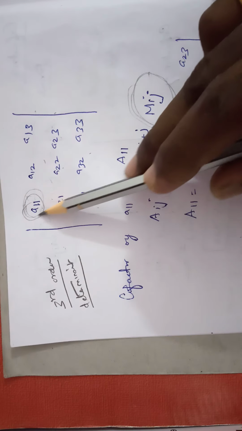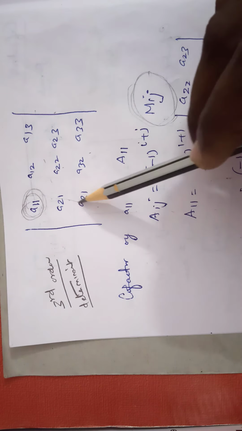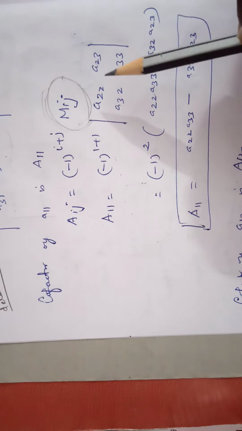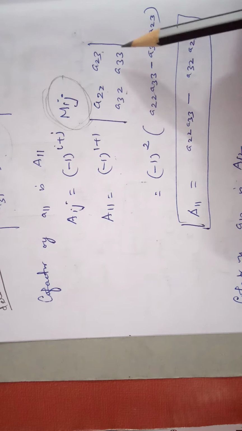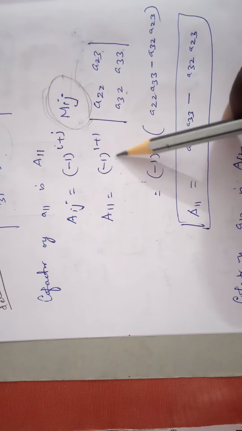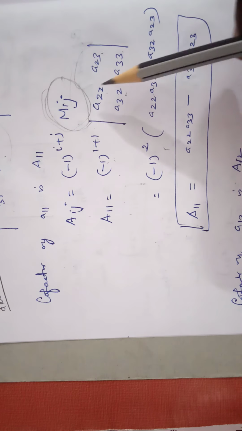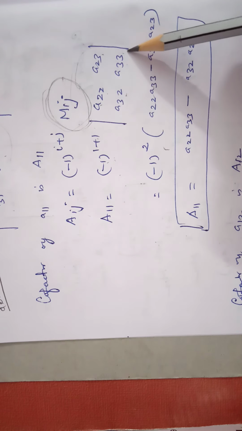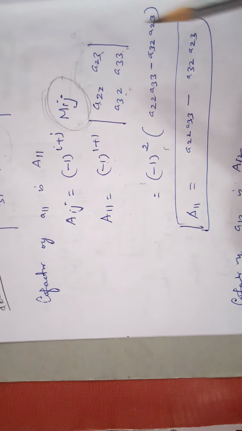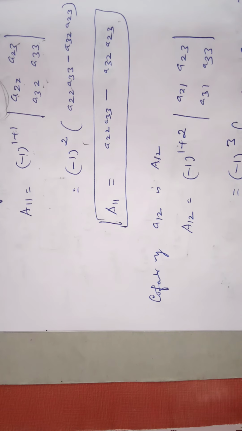For A11, we delete the first row and first column. The remaining elements are A22, A23, A32, A33. Find the determinant of this matrix. So minus 1 square into the cross multiplication determinant A22 A33 minus A32 A23. This is the first cofactor value, of A11.